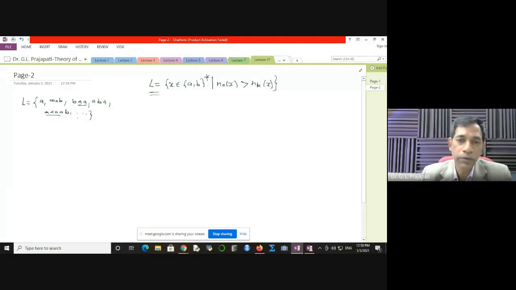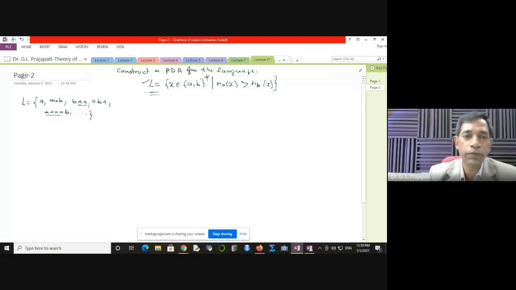The question is how can you construct the PDA for this language? So we need to construct a PDA for the language L. So we are going to construct the PDA for this language. How can you obtain the PDA? There is a very simple way you can say.